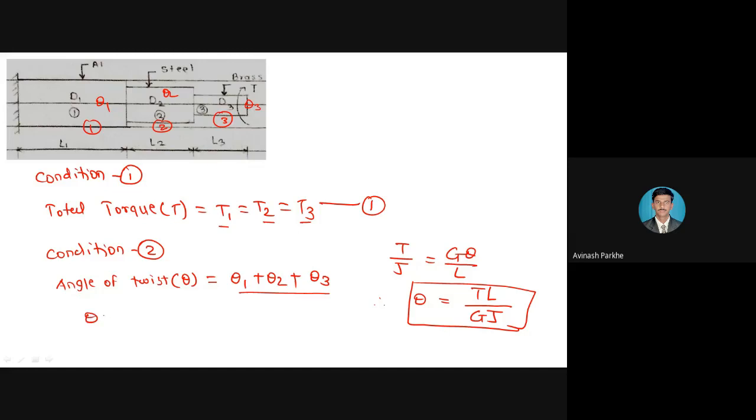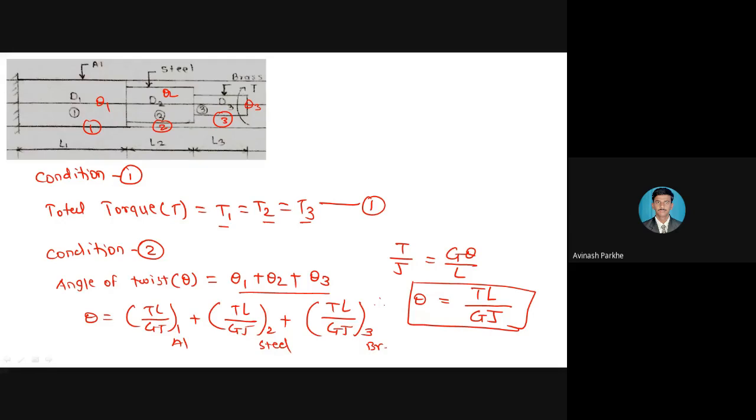Therefore, capital theta is equal to T into L divided by G into J of shaft number 1, plus T into L divided by G into J of shaft number 2, plus T into L divided by G into J of shaft number 3. Shaft number 1 means aluminum, shaft number 2 means steel, and shaft number 3 means brass. So by using these two conditions, I can calculate the total angle of twist of that particular composite shaft. So understand condition number 1.